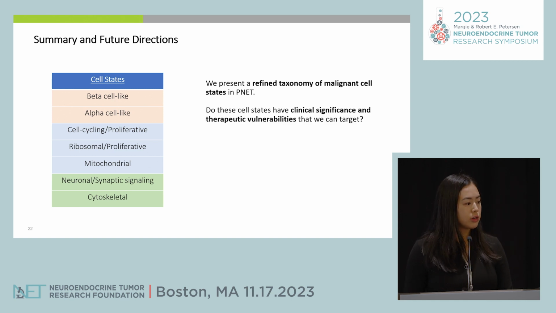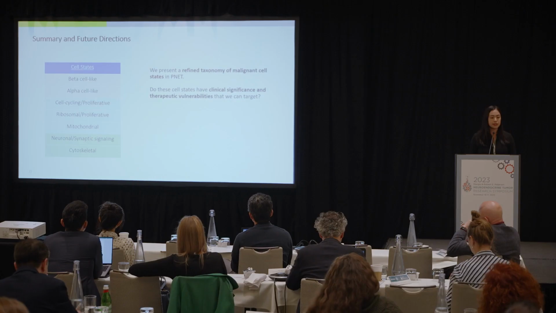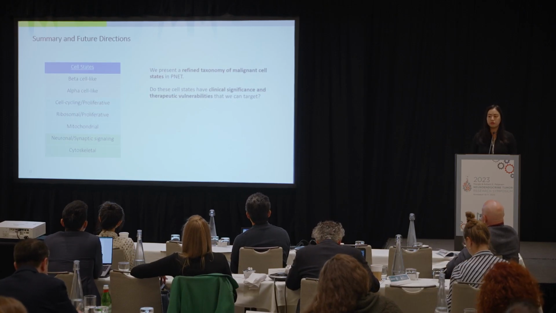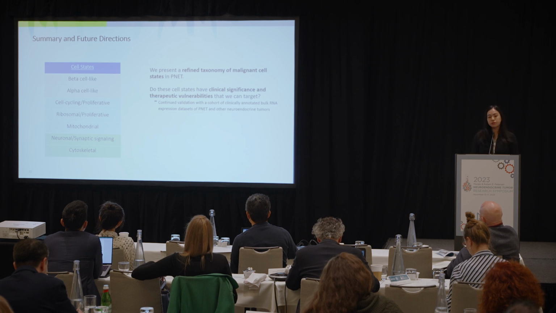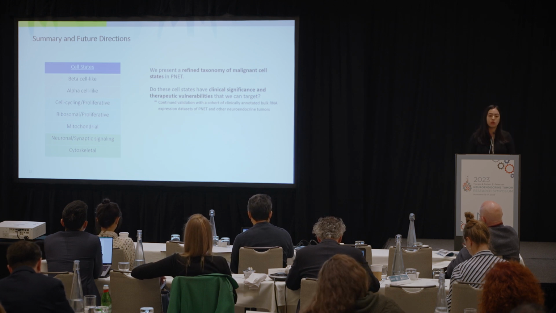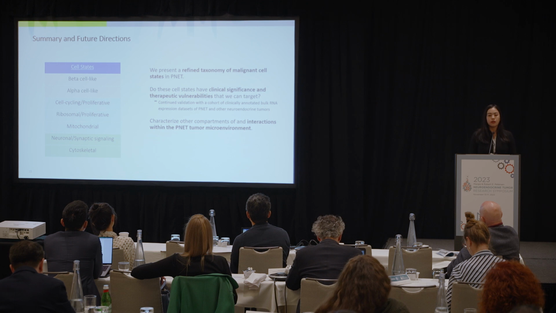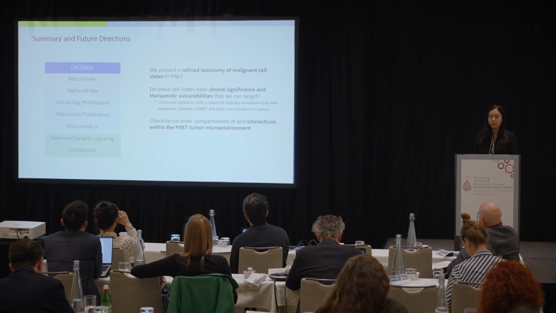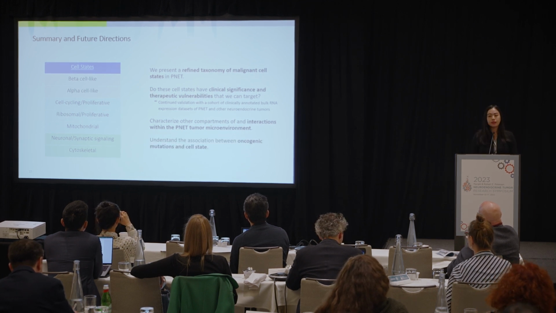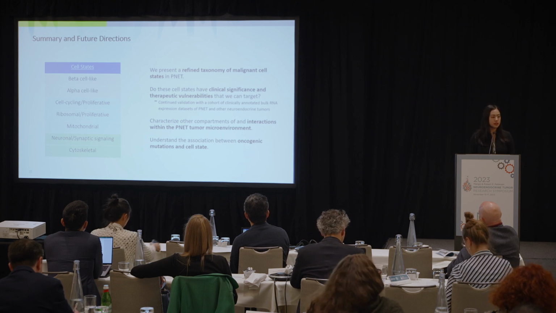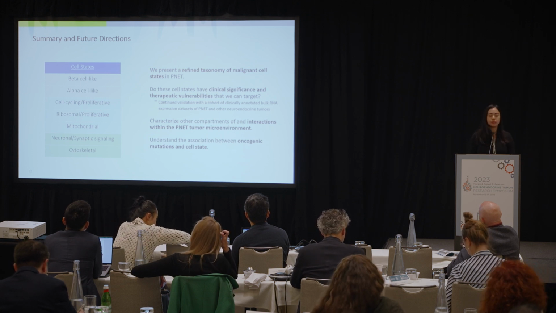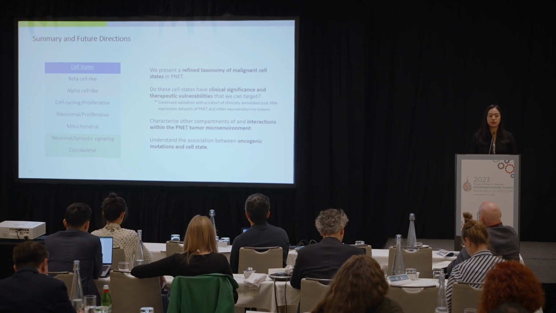The next step that we're currently doing is identifying if any of these cell states have clinical significance and specific therapeutic vulnerabilities that we can target. So we're doing this with validation with a cohort of bulk RNA sequencing PNET specimens, and also of other neuroendocrine neoplasms. And we also want to fully characterize the other compartments of the PNET microenvironment and investigate interactions between them. And then finally, it would be really interesting to understand the interaction between oncogenic mutations and cell state with this refined taxonomy of cell state.